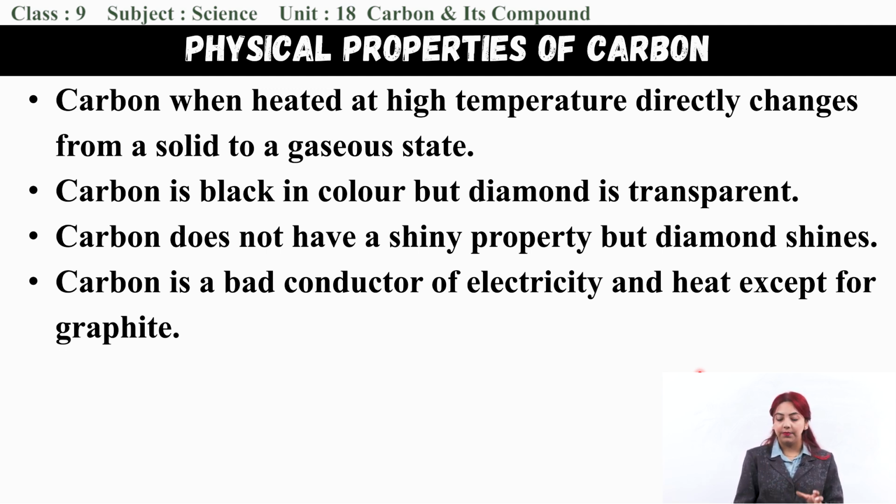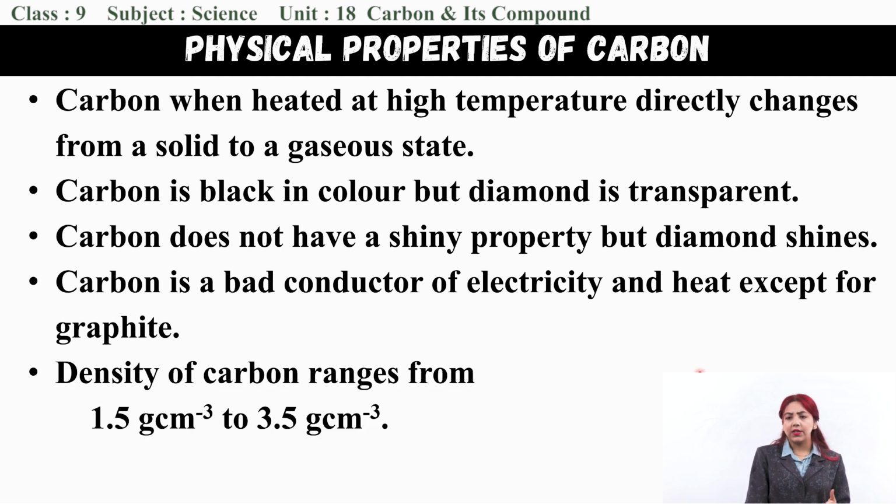So that's why we can say that carbon is a bad conductor of electricity and heat, but the exception is graphite. Now, another physical property of carbon is the density of carbon. It ranges from 1.5 gram per centimeter cube to 3.5 gram per centimeter cube. So, all the allotropic forms of carbon have the density in this range. Now, we studied all the physical properties of carbon. Now, let us study some chemical properties of carbon.